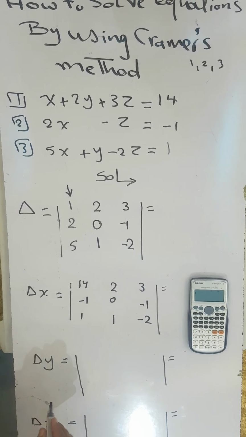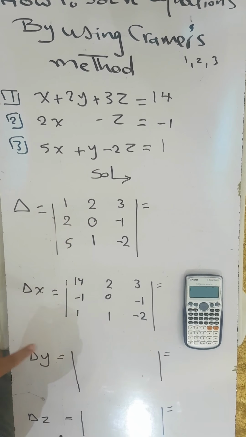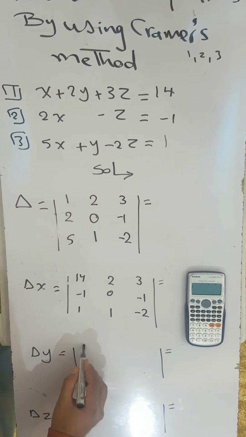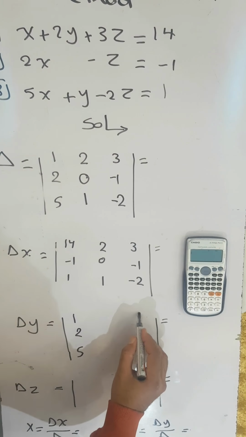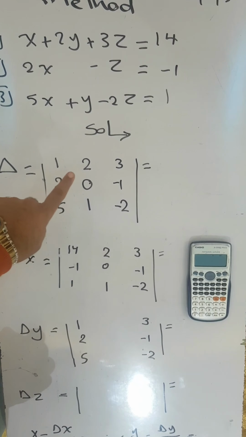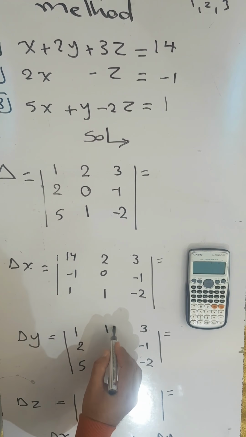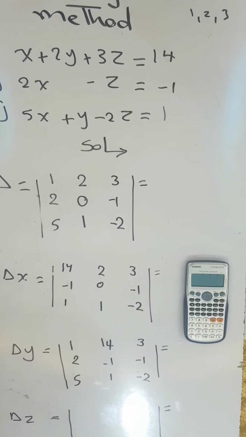To get delta y, we replace the coefficient of y by the free terms. That means 1, 2, 5, the coefficient of x, stays in its position. The coefficient of z, 3, negative 1, negative 2, stays in its position. But the coefficient of y we replace by 14, negative 1 and 1.